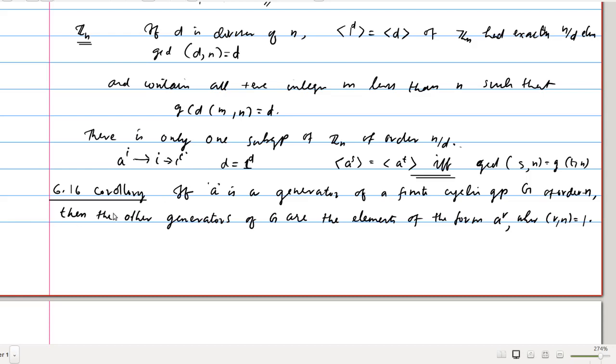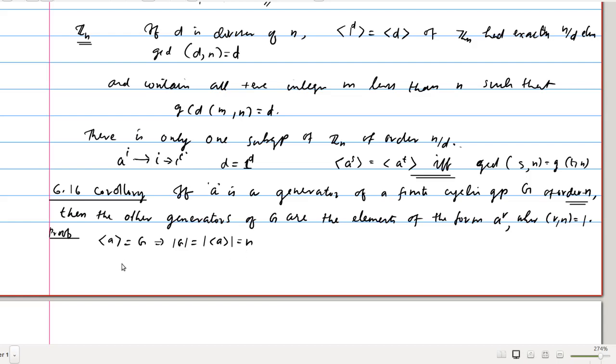Now, as a consequence of the theorem, we can easily find all the generators of a group. The statement is: if A is the generator of a finite cyclic group G of order n, then the other generators take the form A raised to R, where R and N are relatively prime, that is, GCD of R comma N is equal to 1. Since A generates G, the cardinality of G is the same as the cardinality of the cyclic subgroup generated by A, which is N. It is given that the order of G is N. In this case, we need to find all the other generators.